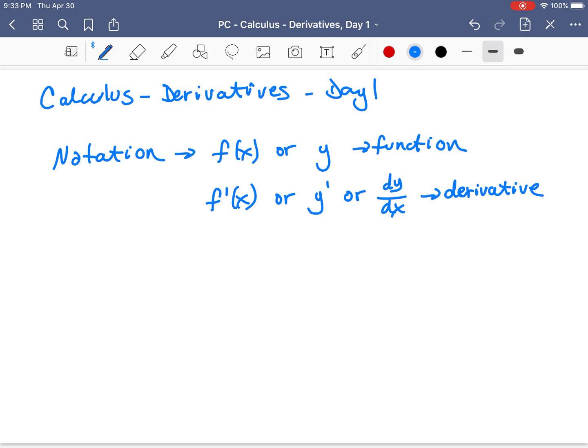Now, this is for the first derivative. There's also something called the second derivative and the third derivative and things like that, but of course you have to get to calculus to learn that. All right, so let's talk about what a derivative means in a picture.